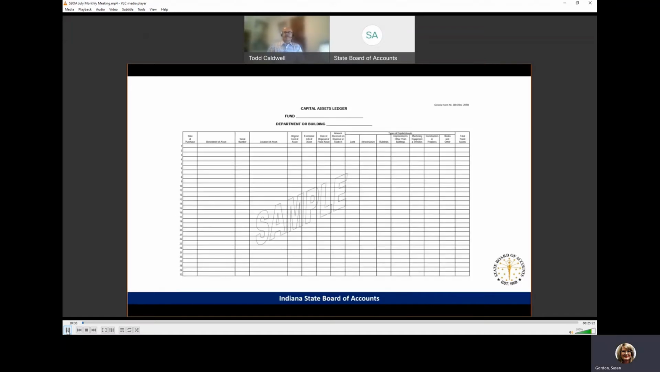So this is what the current prescribed form for capital asset ledgers looks like. It can be kept by fund and or kept by department. You don't have to use the prescribed form, which is a handwritten form, if you've got an alternative form or software that's going to provide the same information.